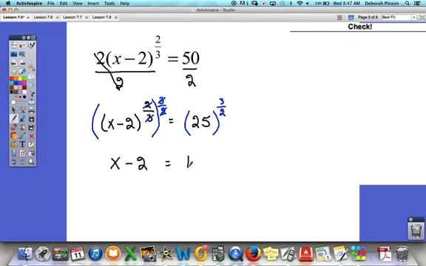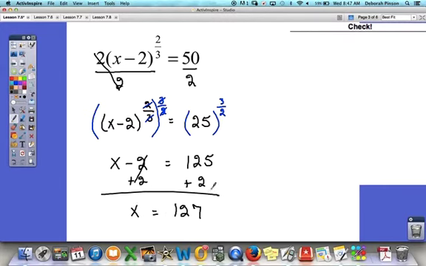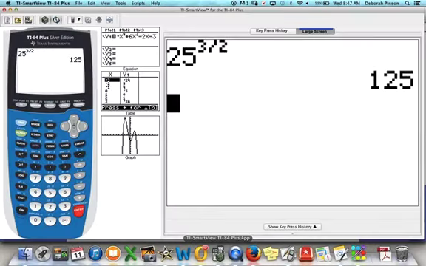All right, so 125. And then I'll just add my 2. So x equals 127. All right, now remember that we need to check this one. This time I want us to check in our calculator. From here on out, I'm going to check them in my calculator, but I want to show you how to do it kind of step by step here.